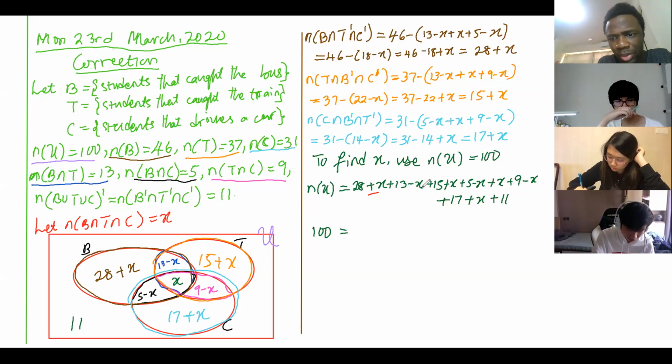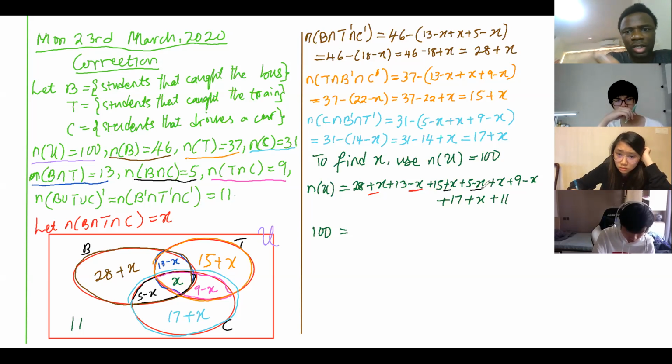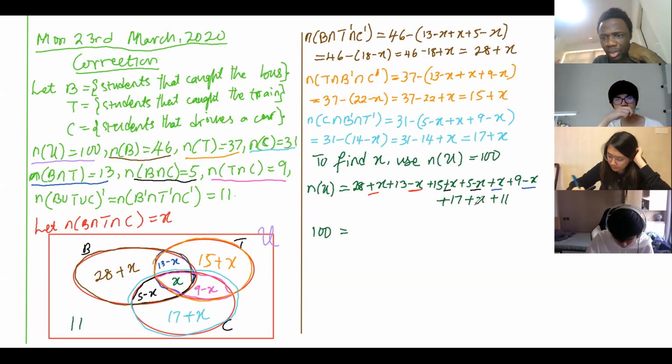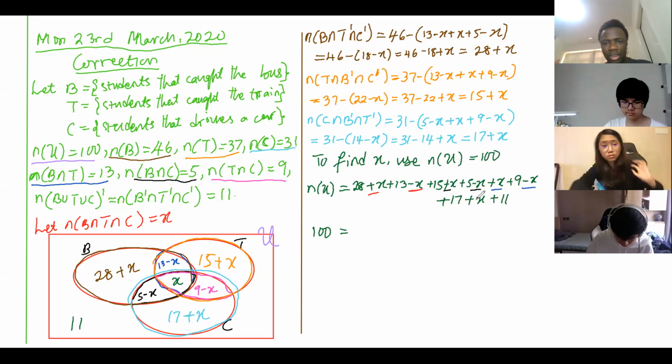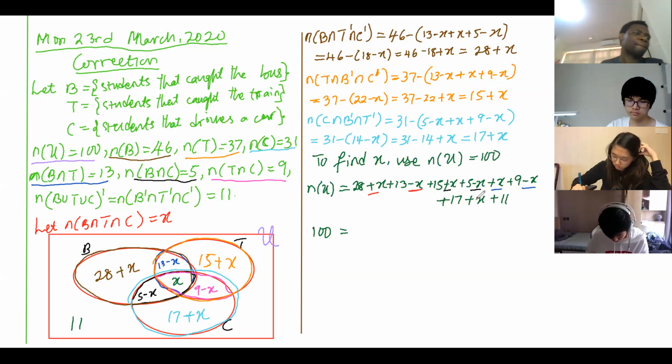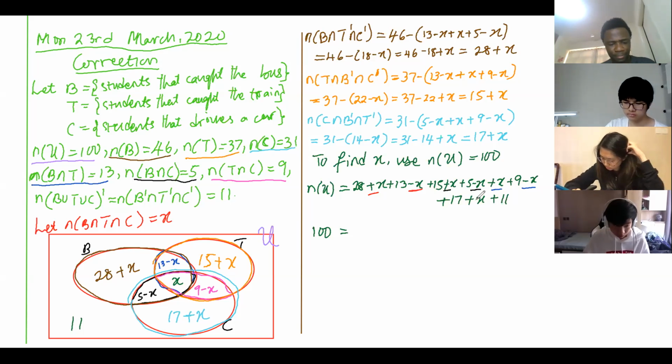So this minus x and plus x can cancel. Then this plus x and minus x is gone. Then we have this plus x and minus x is cancelled. Thank you, Denise. So now I have what's left? Only one x term left, this one, right? So for the numbers, can someone add the numbers and tell us 28 plus 13 plus 15 plus 9 plus 17 plus 11. That's 28 in 3 places plus 9. What's that? 28 times 3 plus 9.